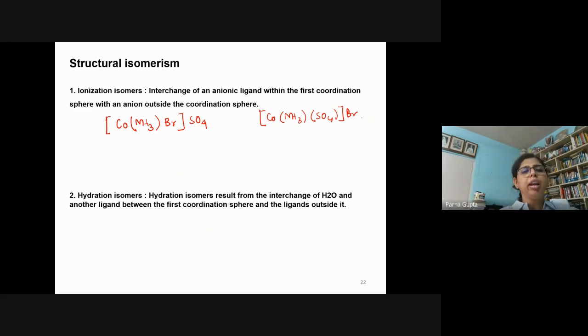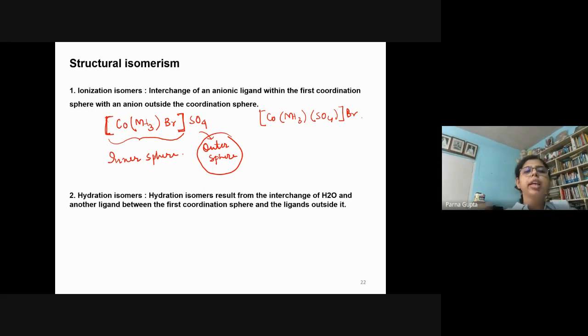One thing is clear, and I am not explaining it because I know you people know these things, and even if you do not know, I shall tell later. This is the inner sphere, and this is the outer sphere. Though they contain the same number of metal atoms and the same number of all the ligands, they are different compounds.